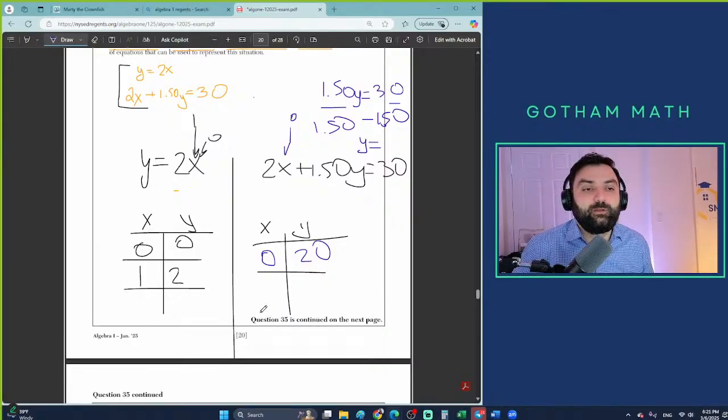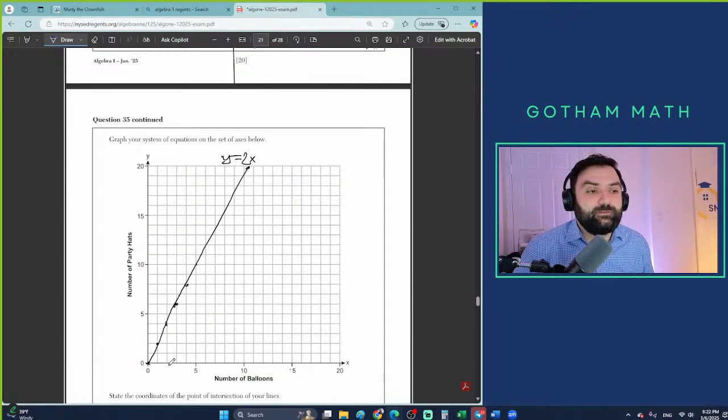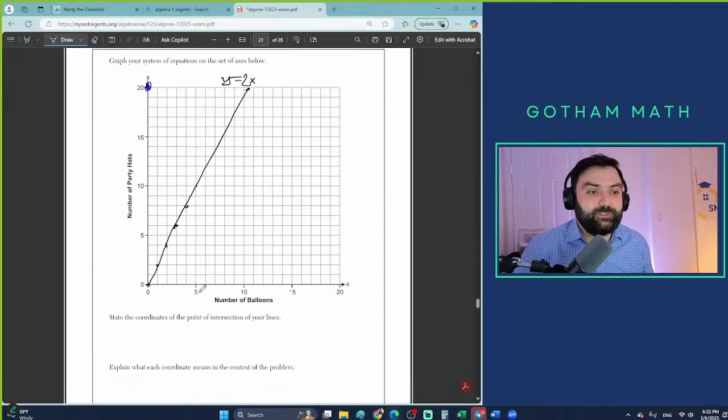Now, you can use 0 again, but not for x. You can use 0 for y. And now if you plug in 0 there, it's going to be 2x equals 30, which when you divide by 2 is going to be 15. So 0, 20, and 15, 0.